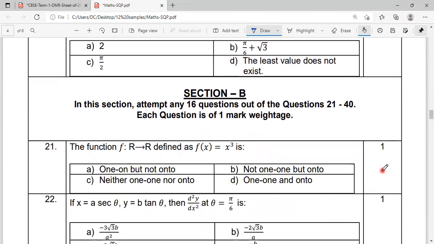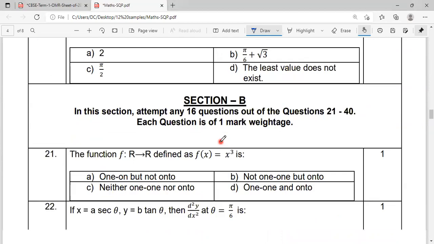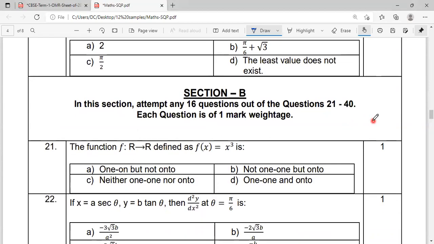Okay. We will attempt this question later, just to make you clear with the concept. But right now we are moving on to section B, and we will aim to answer 16 questions over here as well. The function R to R is f(x) equal to x cube.